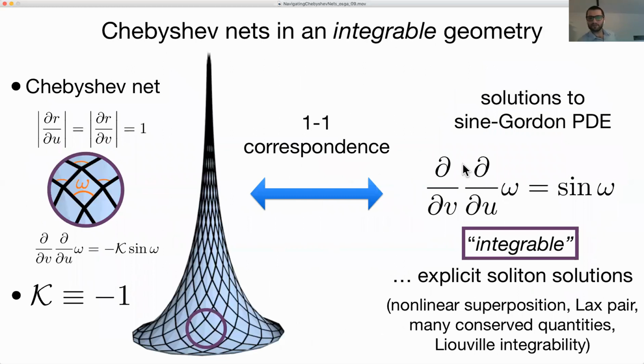Integrability here, let me give you an example. A Chebyshev net is governed by this hyperbolic nonlinear differential equation. And when k is equal to -1, which means we're studying pseudospherical surfaces like we see here, then the differential equation collapses to something called the Sine-Gordon equation. This is studied in the context of mathematical physics, and is known to be a very special differential equation, because despite its nonlinearity, it has explicit solutions, a linear superposition principle, Lax pairs, and many different types of conserved quantities associated with it.